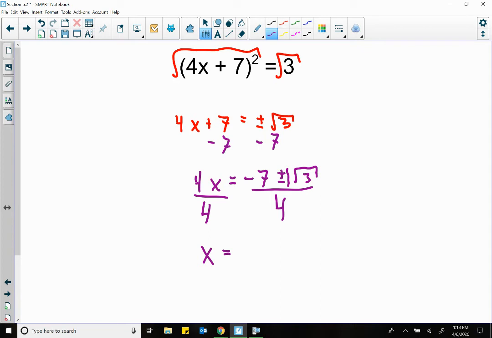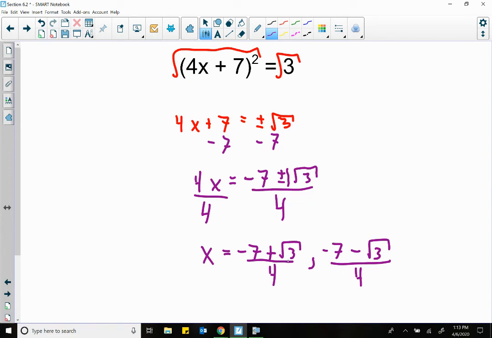Now what they'll want you to do in your assignments, they'll want you to actually separate it out into its two answers. So one of the answers will be negative 7 plus 1 square root of 3. Or you just put the square root of 3 because we know that there's a 1 in front. All over 4. The other answer will be negative 7 minus the square root of 3, all over 4. Okay? They do want you to separate those answers out.